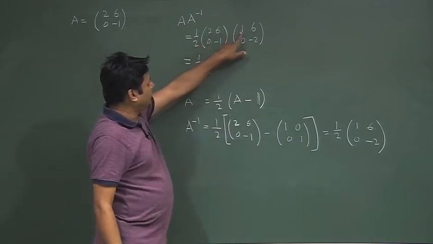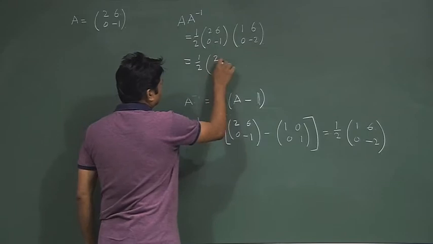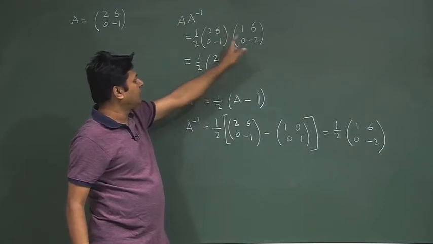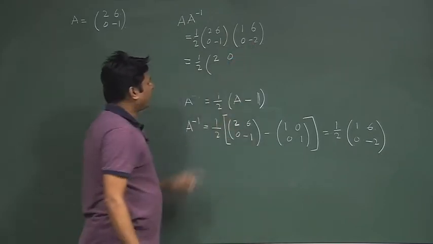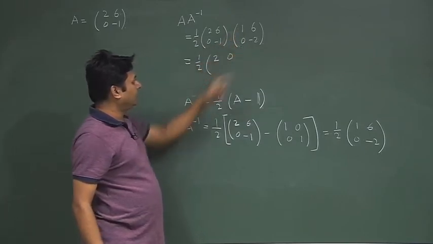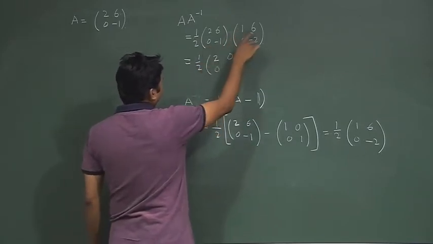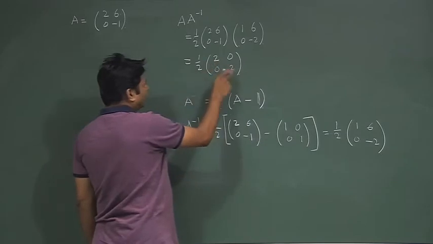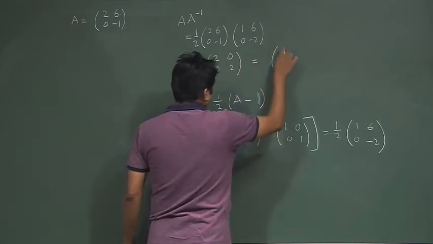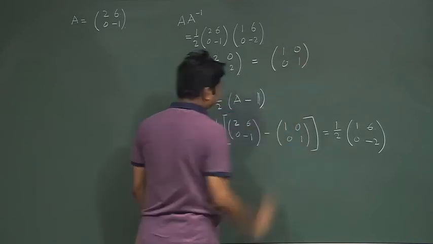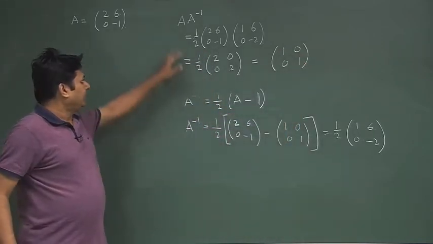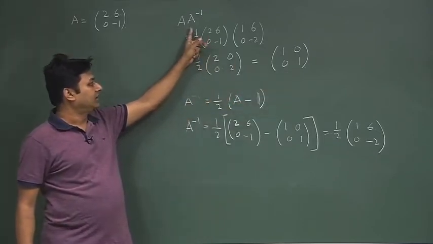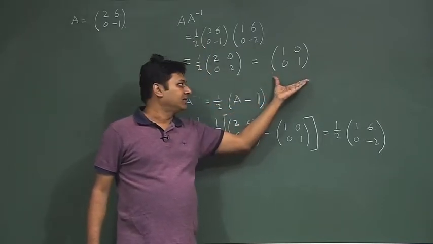2 into 1, 2, 6 into 0, so I will have here 2. 2 into 6 is 12, 6 into minus 2 is minus 12, so they cancel out, I will have 0. 0 into 1 minus 1 into 0, I will have 0. 0 into 6 minus 1 into minus 2 is 2. So 2, 2, I can take 2 outside, so these 2 will cancel out. So finally I will have this. So that means I can find the A inverse correctly, because when I multiply, I get the identity matrix in my hand.